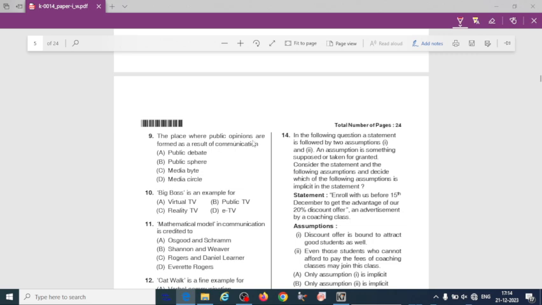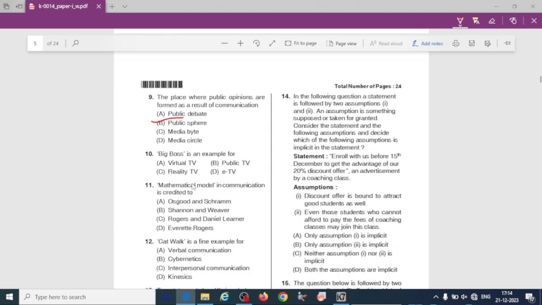The place where public opinions are formed as a result of communication, public debate: public sphere, media bite, media circle. Option B is correct here, public sphere. Big Boss is an example for virtual, public, TV, reality. So option C, reality, that is reality show.